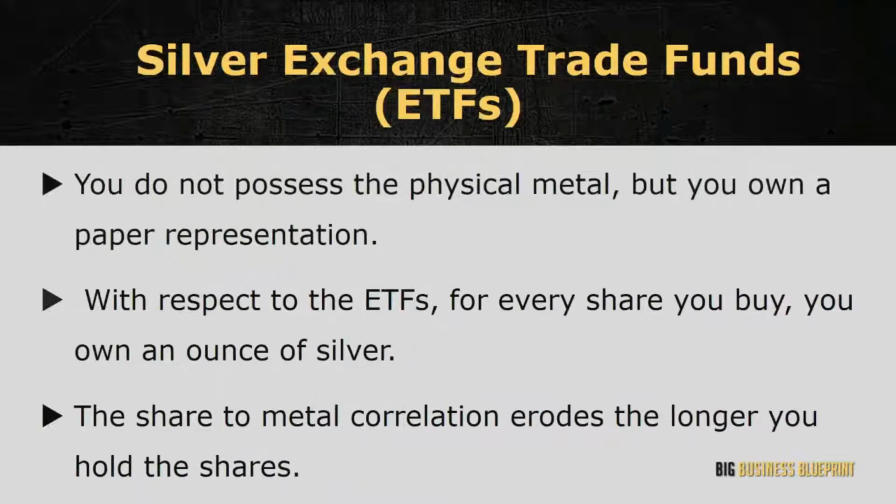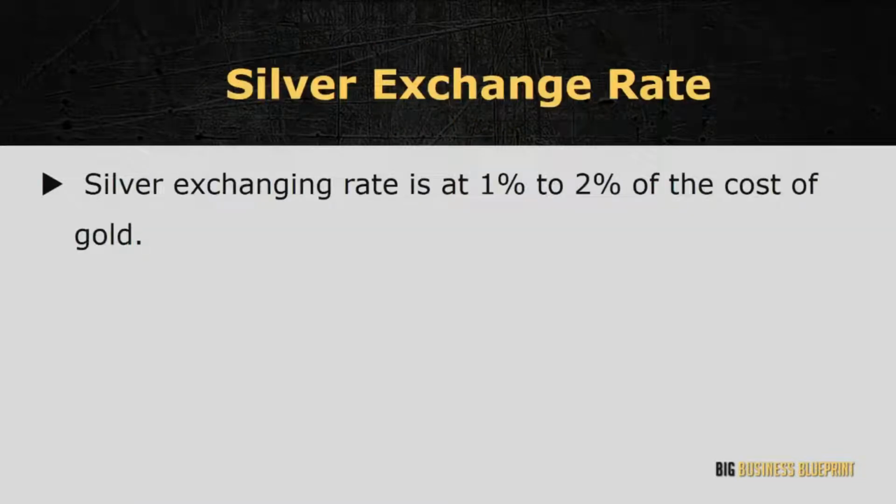Now, let's look at how silver ETFs work. When you buy gold and silver physically backed ETFs, you do not possess the physical metal, but you own a paper representation. With respect to the ETFs, for every share you buy, you own an ounce of silver. A custodian, usually large banks, stores the actual metal. The share-to-metal correlation erodes the longer you hold the shares. The fund must sell silver, for example, periodically to pay for expenses, which decreases the amount of silver allocated to each share. Silver exchange rate is at 1% to 2% the cost of gold.